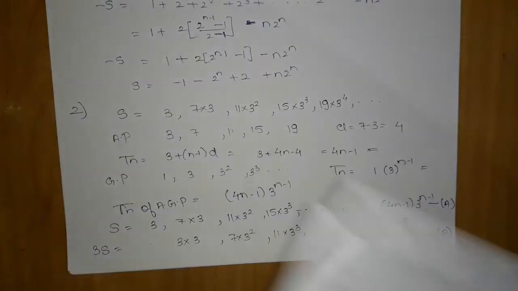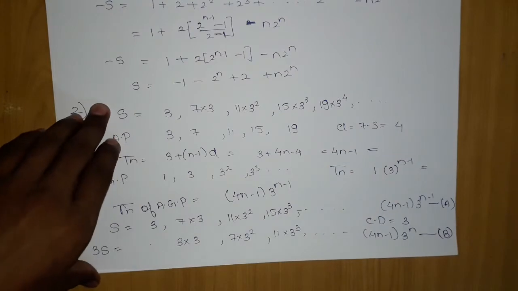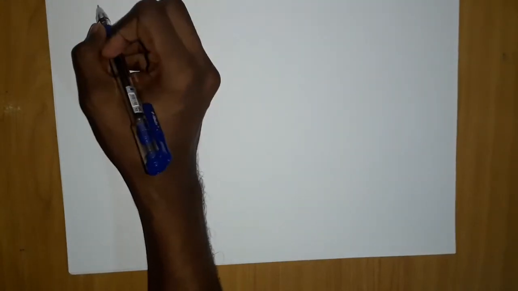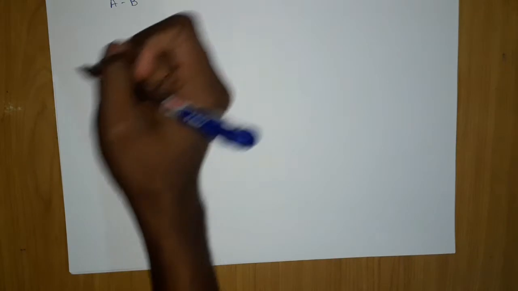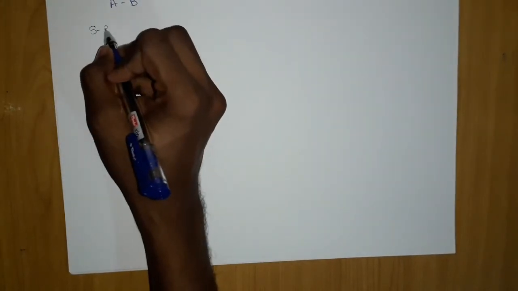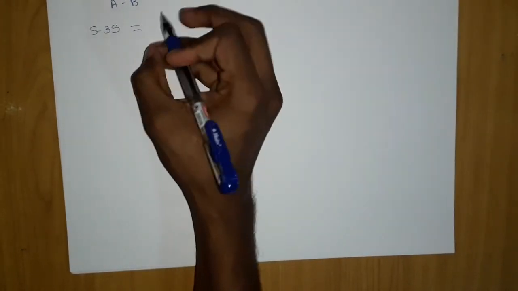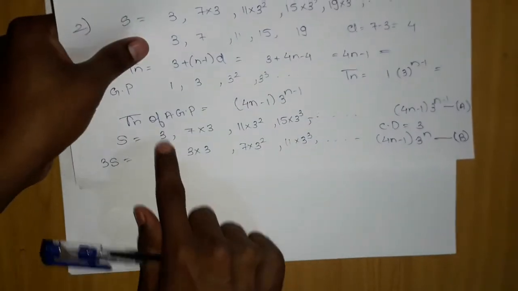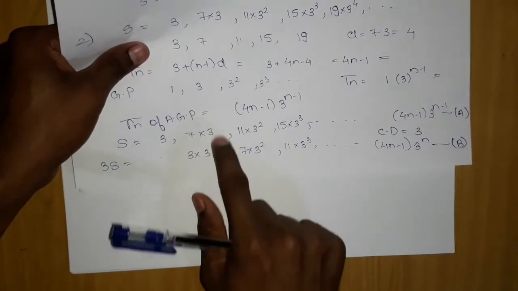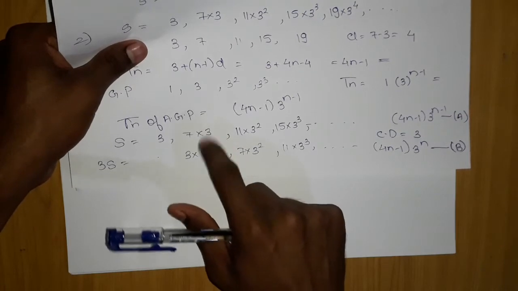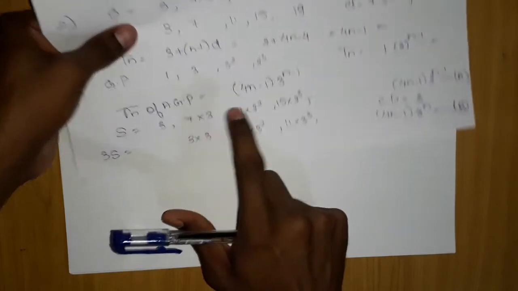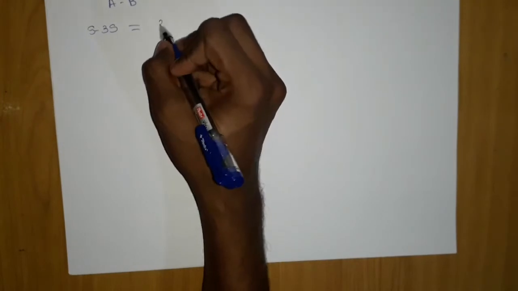Okay, now let's move on. In the next step we will subtract 3S from S, as I told you before. So S minus 3S gives me, listen, this 3 will come here. They have the same common ratio, so this GP will move common. The AP terms will be subtracted.